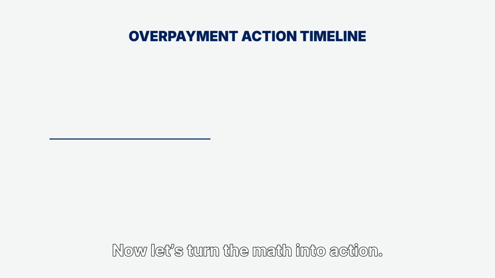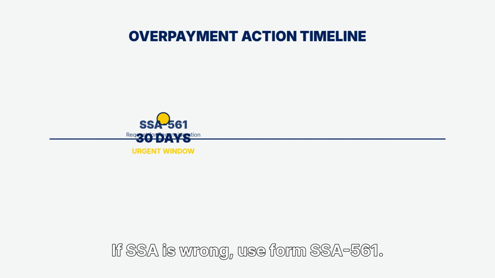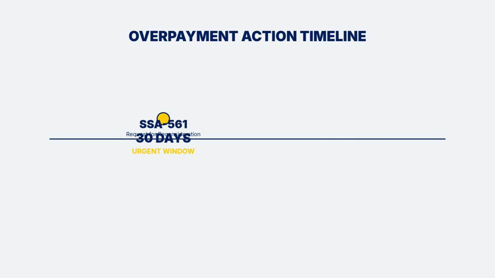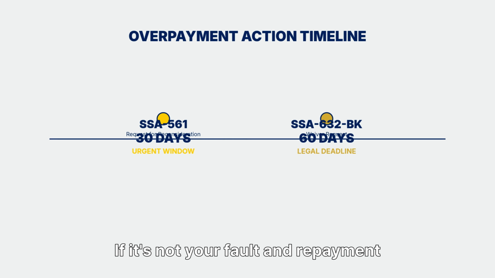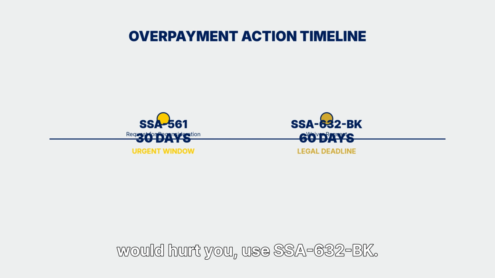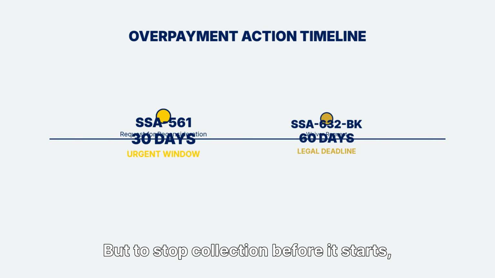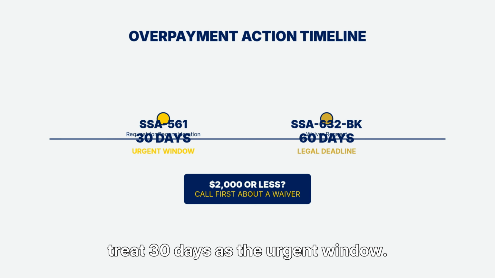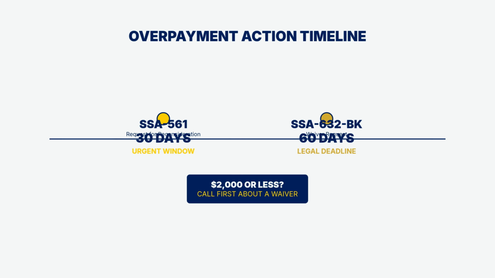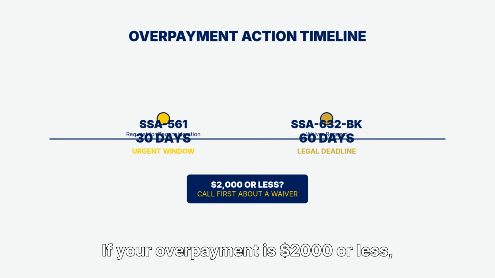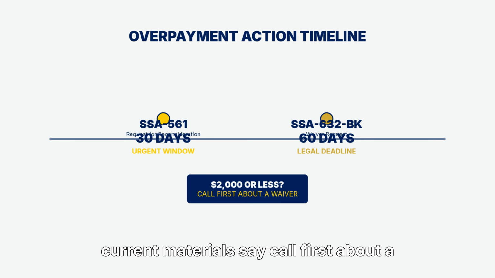Now let's turn the math into action. If SSA is wrong, use Form SSA-561. If it's not your fault and repayment would hurt you, use SSA-632-BK. The usual deadline is 60 days, but to stop collection before it starts, treat 30 days as the urgent window. If your overpayment is $2,000 or less, current materials say call first about a waiver.